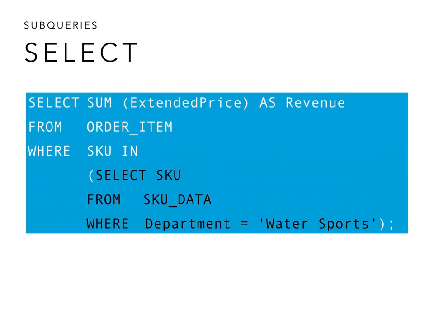All right, here's an example of a subquery. And I like to think about these from the inside out. So I'm going to select SKU, the SKU column, from SKU data, where department equals water sports. So you see I've just got a bunch of SKUs that have water sports as the department. That's my inside data set. Then on that data set, I'm going to select the sum of extended price as revenue from order item, where the SKU is in this list of SKUs. So what is it that I've computed with this subquery? Think about that.